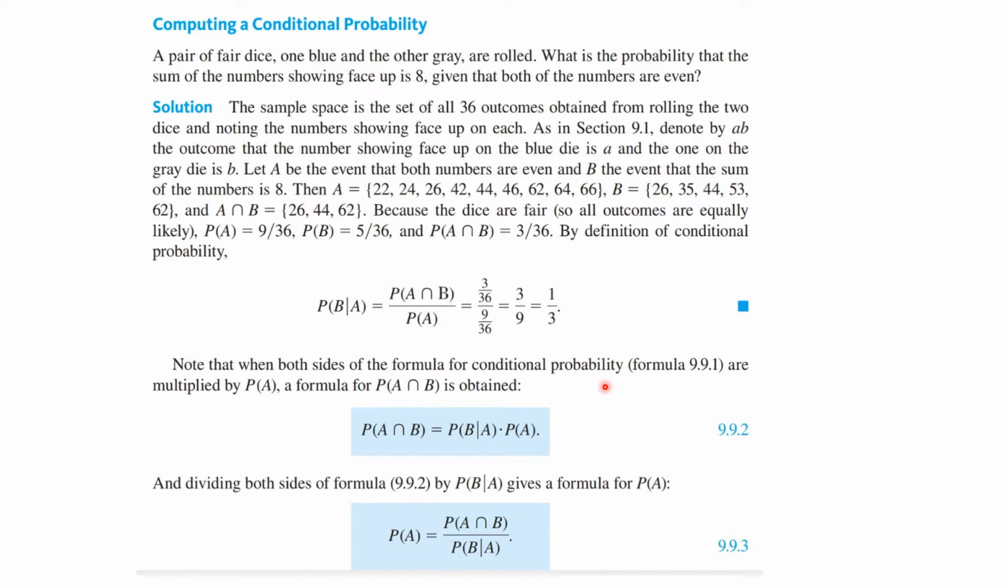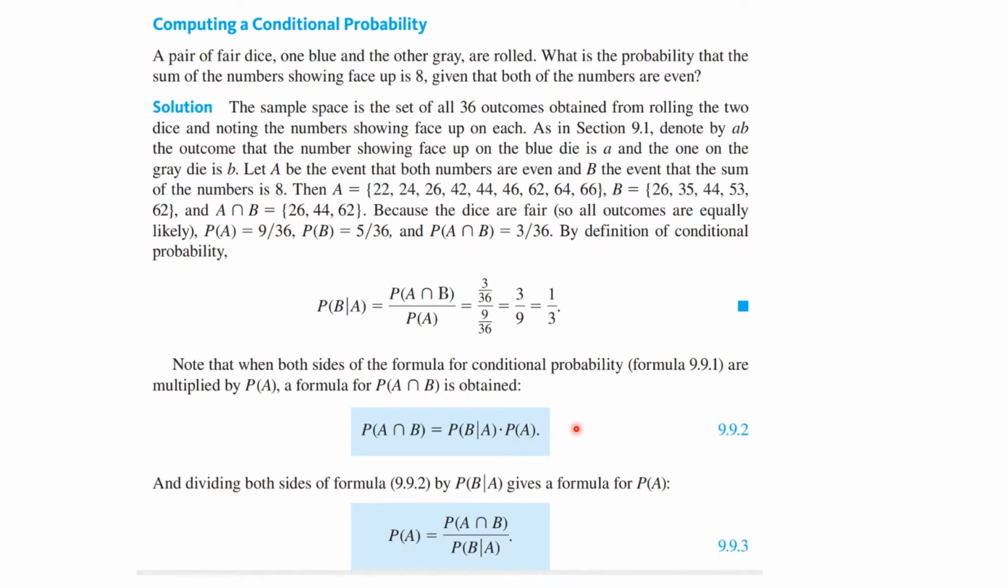We should note, and this is also important, that when both sides of the formula for conditional probability are multiplied by P of A, the formula for the probability of A intersect B is obtained. This is the general probability: the probability of A intersect B is the probability of B given A times the probability of A.